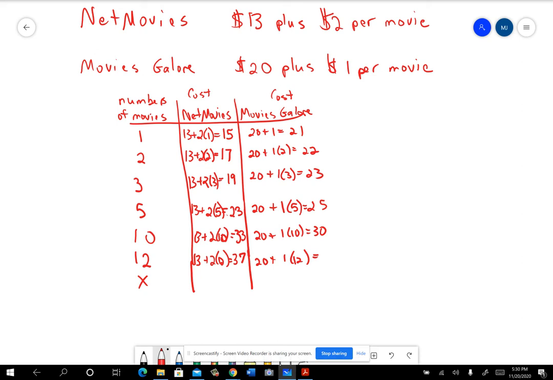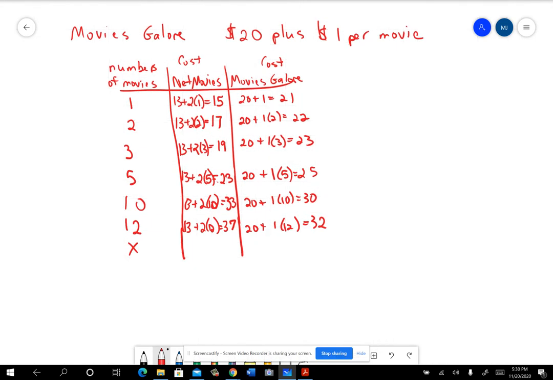Okay. And that would be what? 20 plus 12, that would be 32. Okay. And so at some point in this, notice that at the beginning, Net Movies was cheaper. Movies Galore was more expensive. But notice at the end, Movies Galore is cheaper and Net Movies is more expensive. So somewhere there in the middle, they changed places. Okay. So here it's still cheaper, here it's still cheaper, here it's still cheaper, but here it's more expensive. So somewhere between 5 and 10, it became more expensive to rent movies at Net Movies.